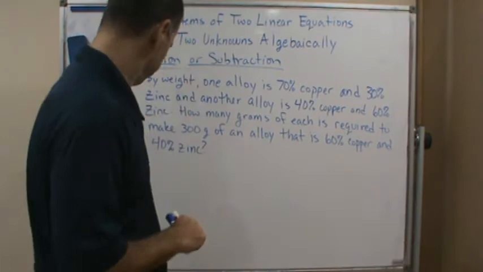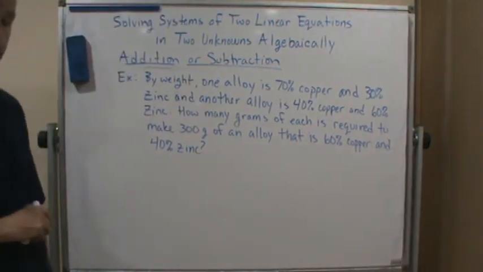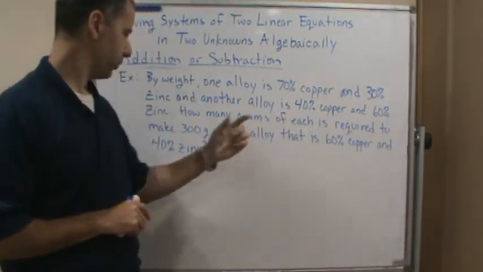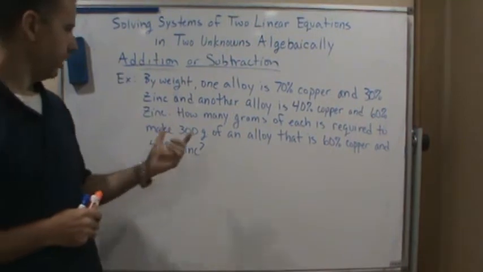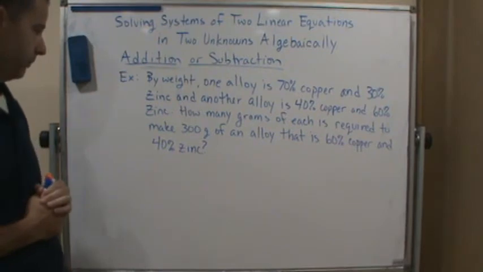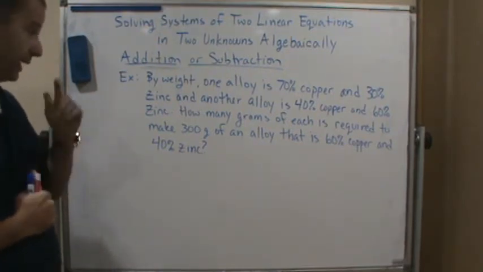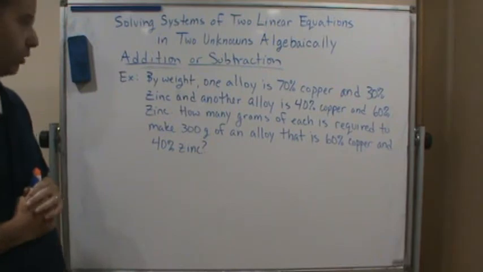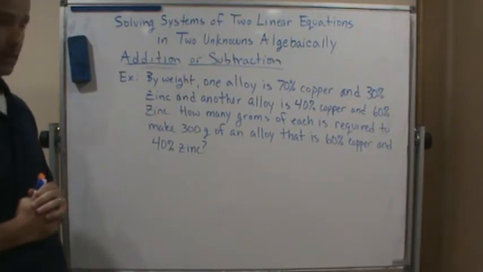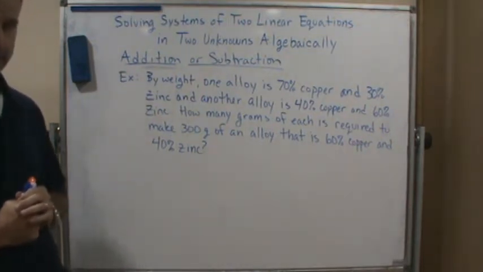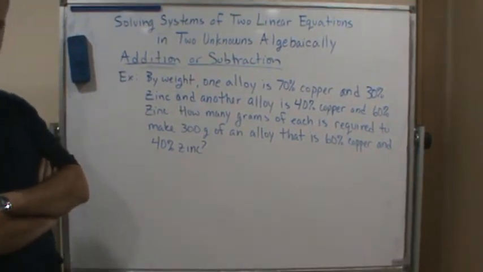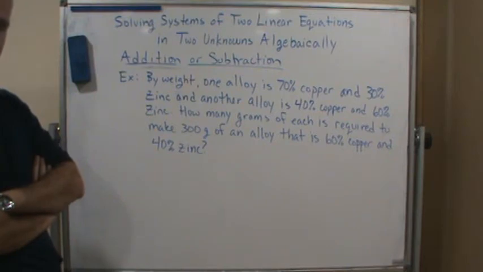Okay, so in this example it says by weight, one alloy is 70% copper and 30% zinc, and another alloy is 40% copper and 60% zinc. The question is how many grams of each is required to make 300 grams of an alloy that is 60% copper and 40% zinc. Now right away it looks complicated, but it's really not. It seems like there's a lot going on, but let's just take this piece by piece.